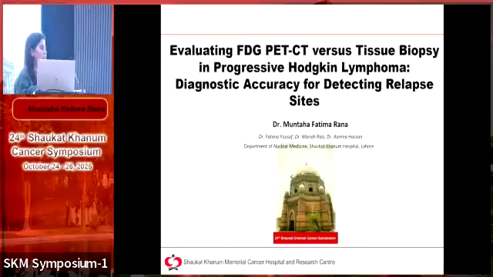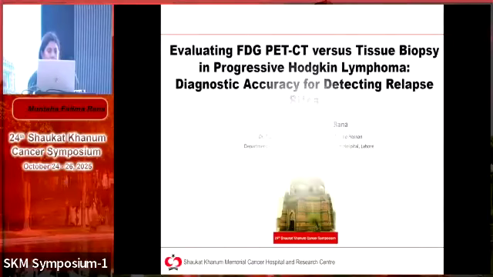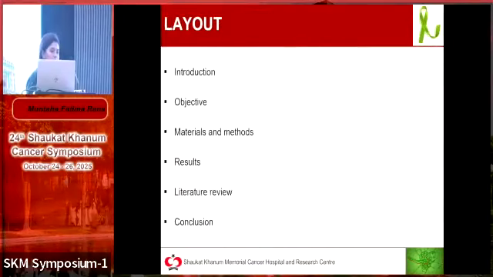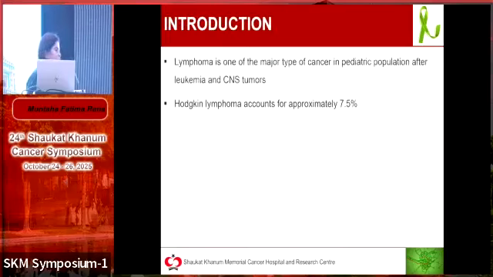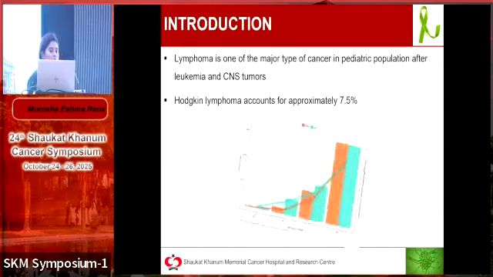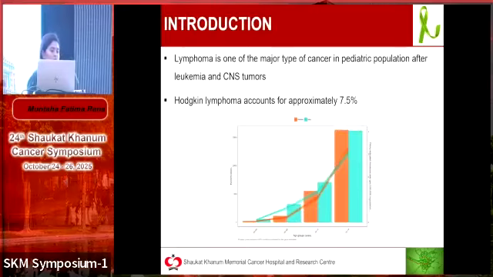Assalamualaikum everyone. I'll be presenting: evaluating FDG PET-CT versus tissue biopsy in progressive Hodgkin lymphoma, diagnostic accuracy for detecting relapse sites. I have no disclosures. This is the brief layout of my presentation. As we all know, lymphoma is one of the major pediatric malignancies, accounting for approximately 7.5% of the cases. Its incidence rises with age, being highest in the 15 to 19 years age group.